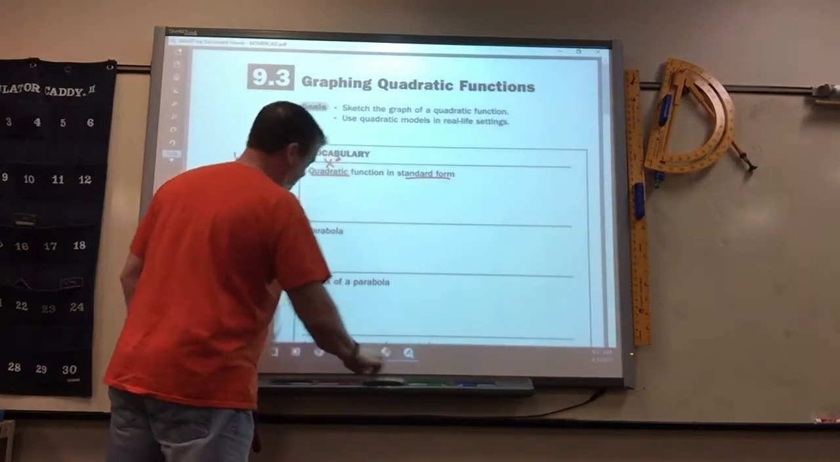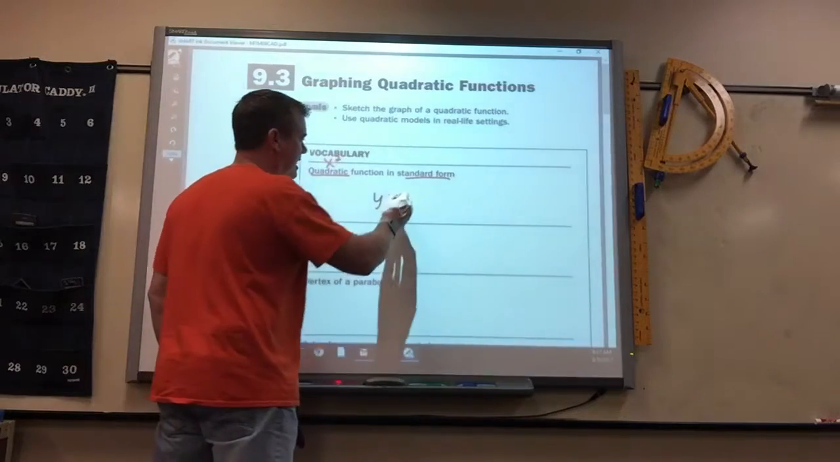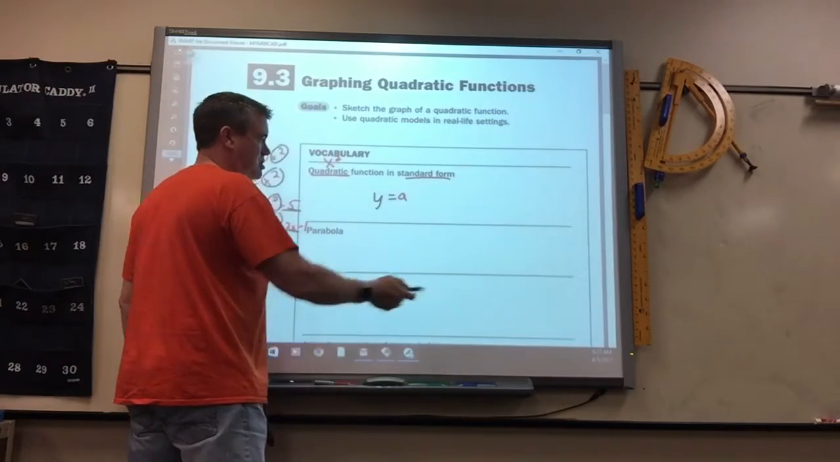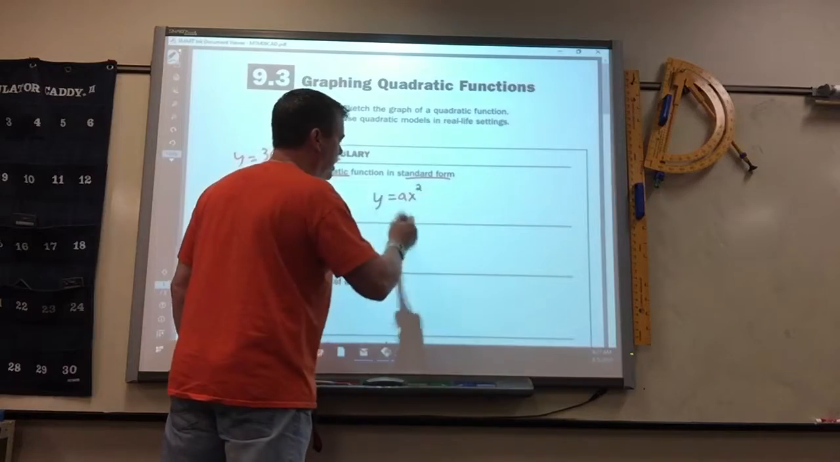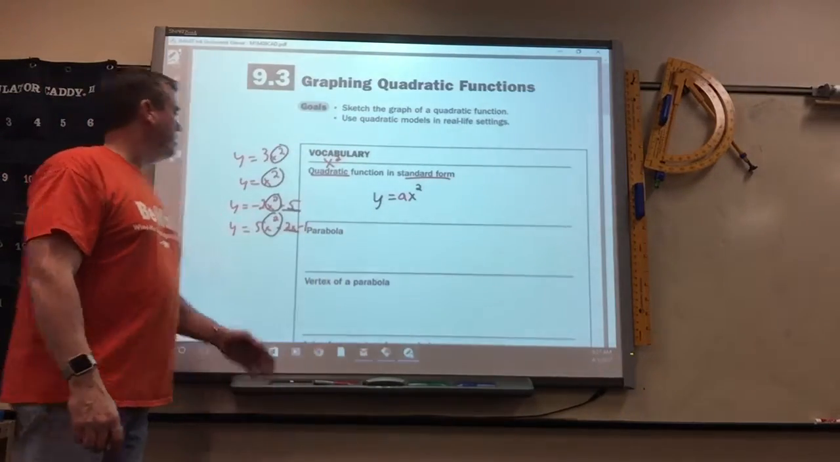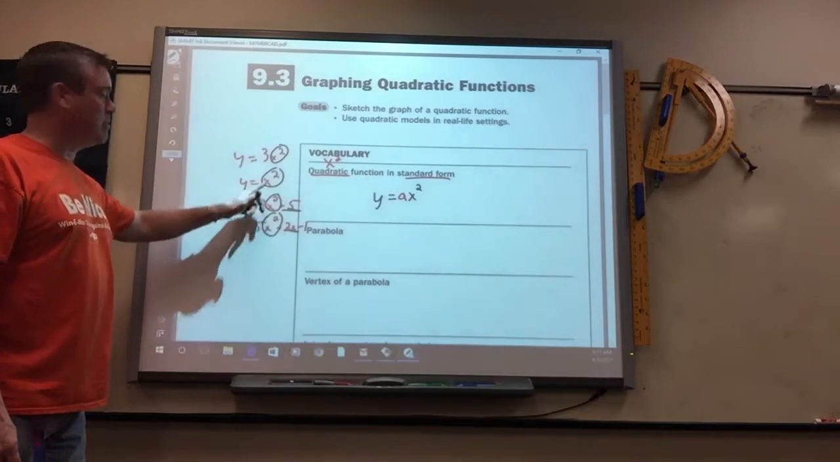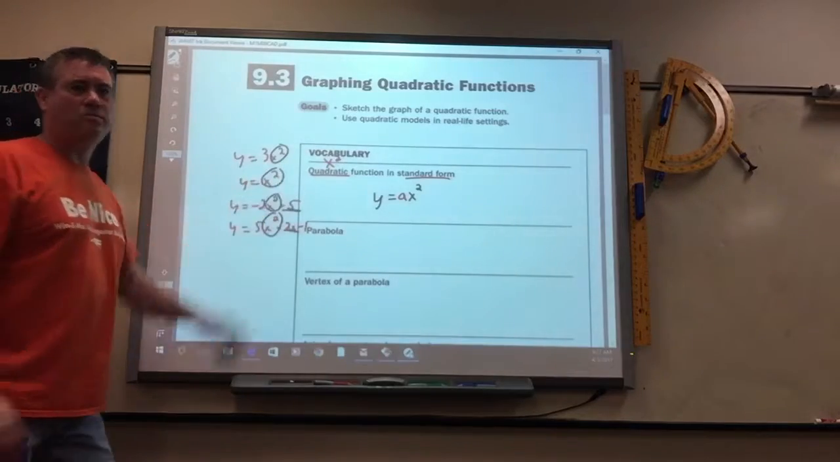So the standard form, y equals a, which is some number, times x squared. There'll always be an a, every single time. A can be 1 or whatever the number is in front of it. Because remember, if there's nothing in front of it, it's a 1.